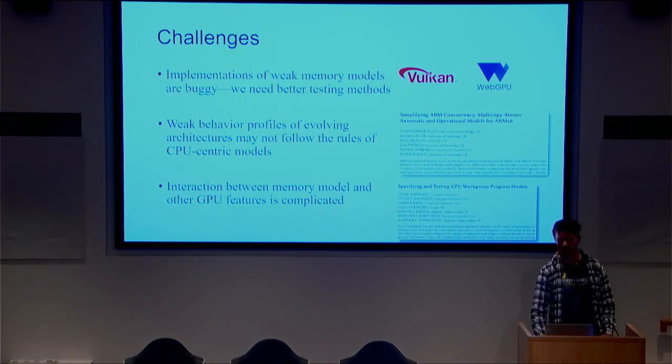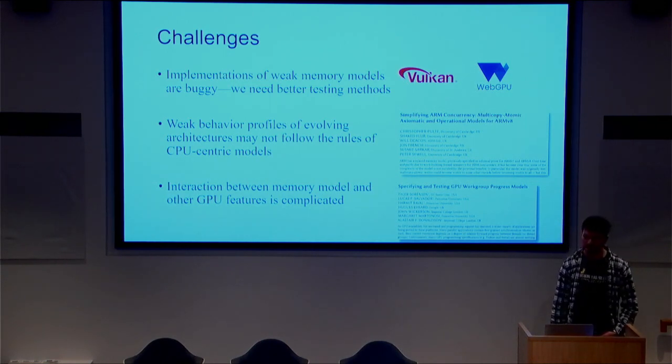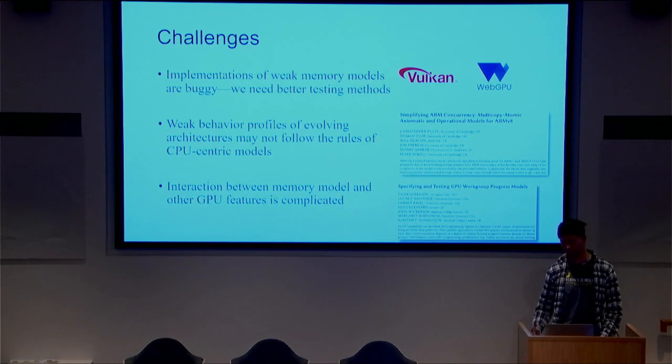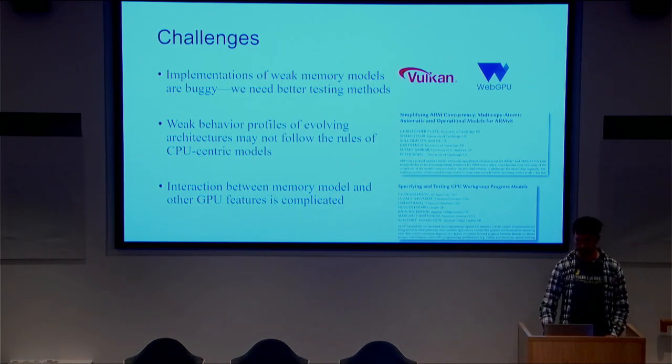And so what kind of memory models do those have, and how do those implementations cover the mass number of architectures and vendors out there? The other is that the weak behavior profiles of evolving architectures may not follow the rules of CPU-centric models. So when you're developing formal tools and analysis for GPUs, you can't just fall back to what the CPU world has done. And then finally, what Simon was just talking about at the end of his talk is that the interaction between memory model and other GPU features, like forward progress, is complicated, and I'll go through a little example of that.